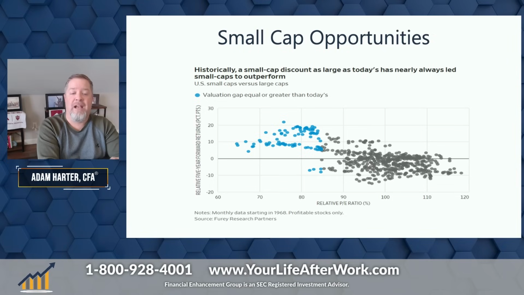Now, we don't want to just blindly go out and buy small caps, but I think this speaks to the opportunity that could be ahead of us. What we're looking at is a scatter plot chart. Along the x-axis, what we're looking at are periods of time measuring the relationship for how expensive large caps are relative to small caps. And then vertically on the y-axis, we're plotting that against the 5-year forward return.